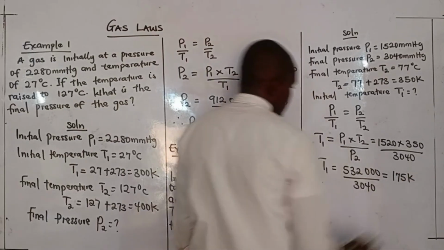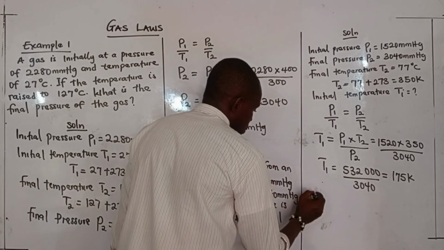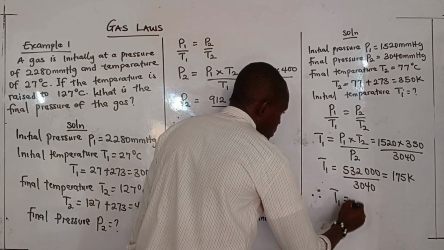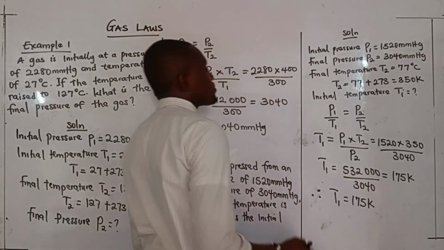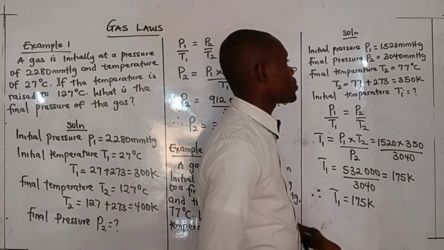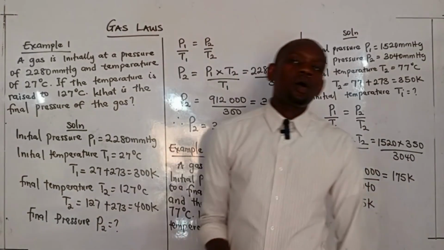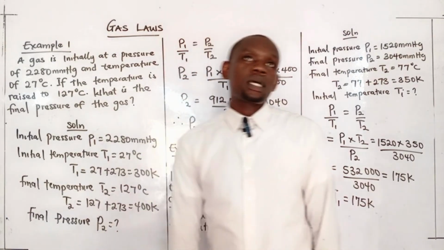Which gives us 175 Kelvin. So we can now say, therefore, our initial temperature, which is T1, is equal to 175 Kelvin. So this is how to solve questions on the pressure law, or Gay-Lussac's law.